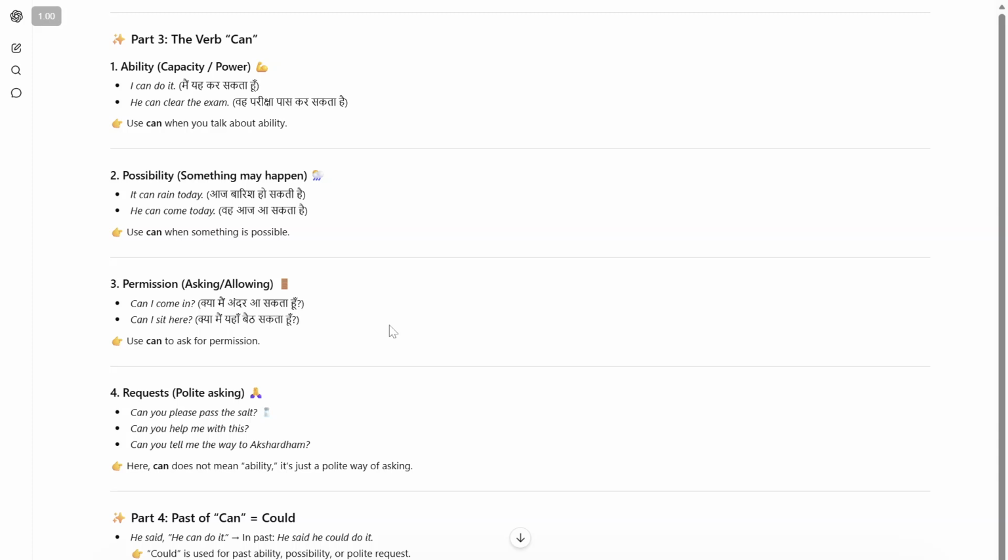Quick summary. 1, would, used in conditional sentences: if plus past, would plus verb first form; if plus past perfect, would have plus verb third form. Also used for preference and polite offers. 2, can shows ability, possibility, permission, and is used for requests. 3, could is the past form of can. Extra easy example to remember.